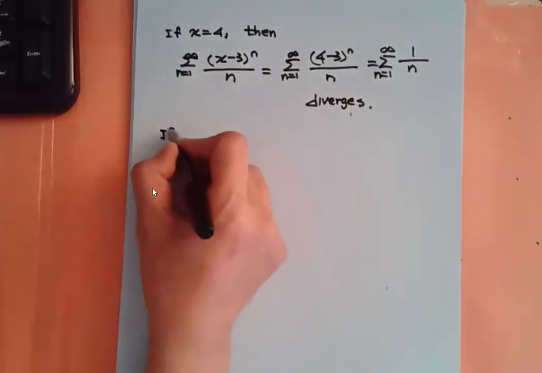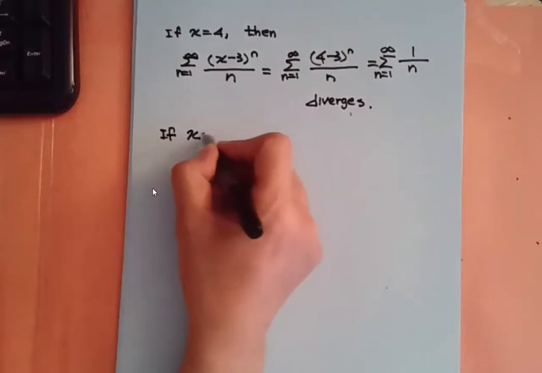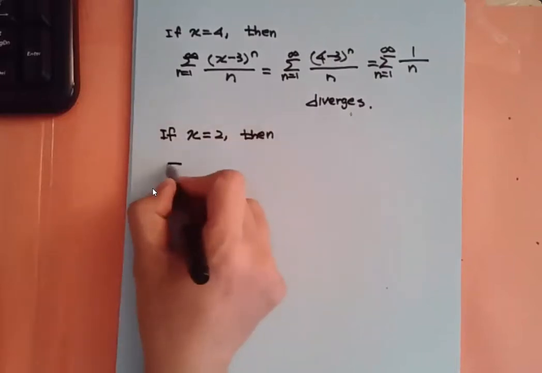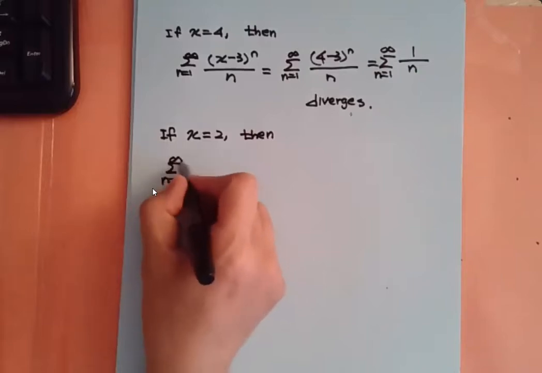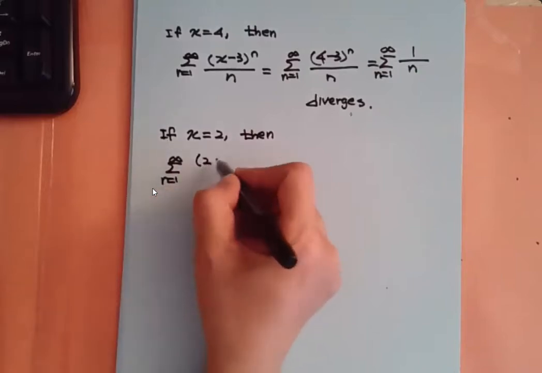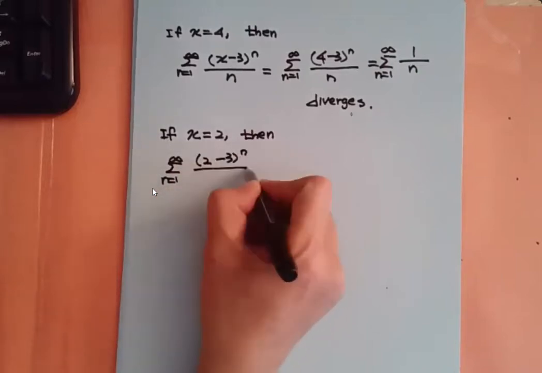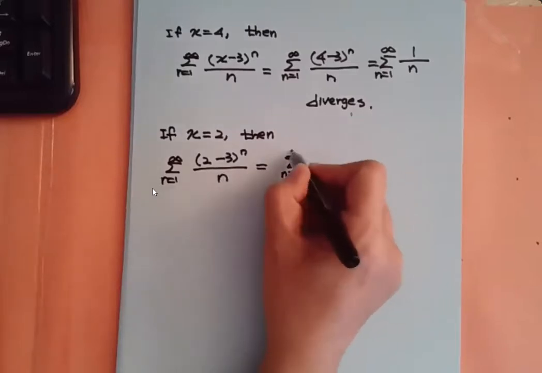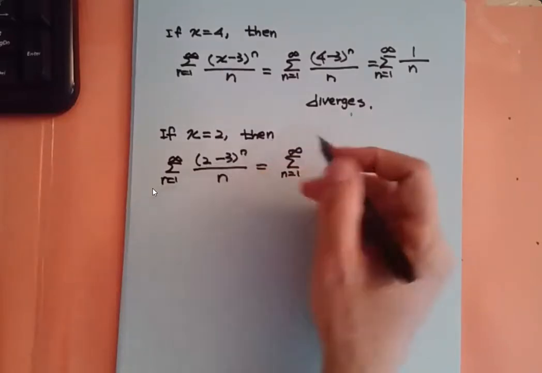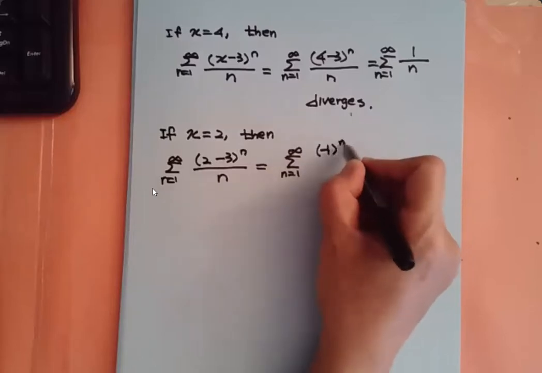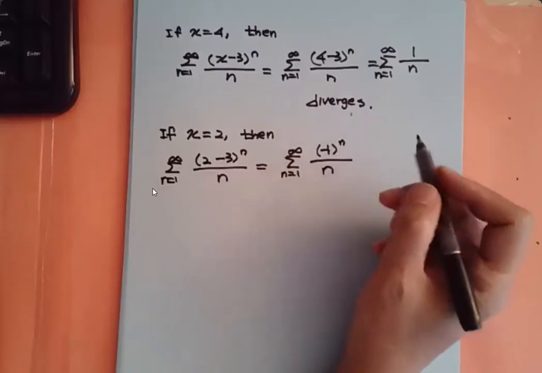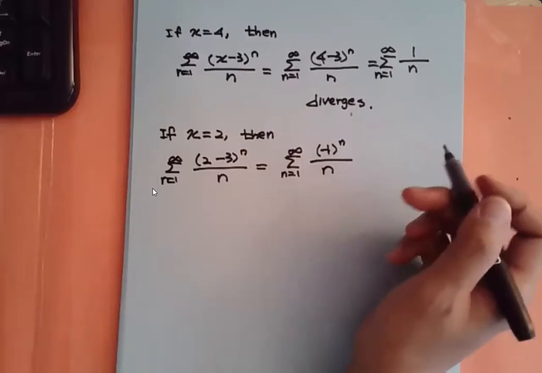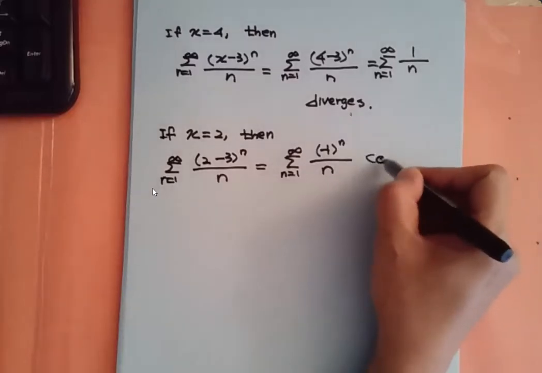However, if we think about the case when x equals 2, then the summation n equals 1 to infinity, x is 2, so (2 minus 3) to the n power over n. So the summation n equals 1 to infinity of (minus 1) to the n power over n. So this is the alternating harmonic series, which we know converges.